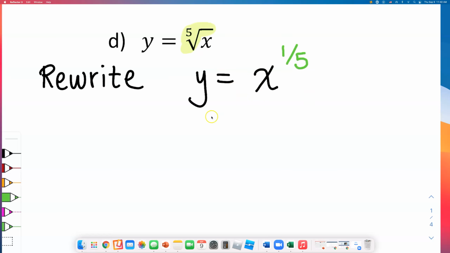so that I can apply the power rule. Did I do any calculus yet? Not yet. I didn't do any power rule yet. I am about to. Let us now find y prime.